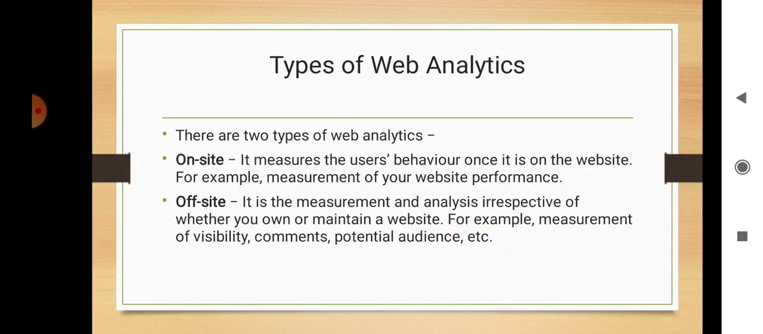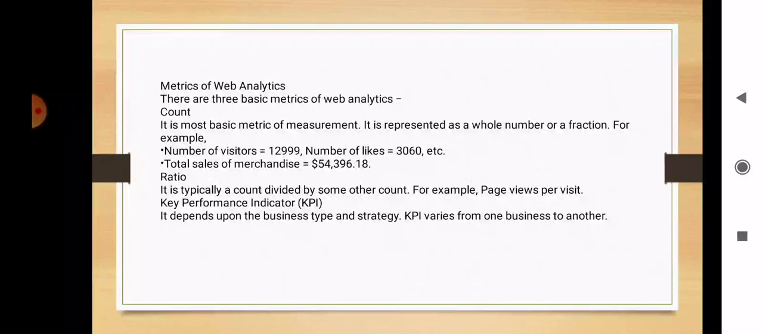Then first is on-site web analytics. It measures the user's behavior once they are on the website. For example, measurement of your website performance. Then second is off-site. It is the measurement and analysis irrespective of whether you own or maintain a website. For example, measurement of visibility, comments, potential audience, etc. Then metrics of web analytics. There are three basic metrics of web analytics.